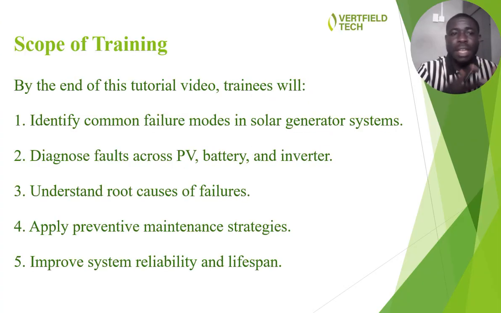By the end of this training video, you will be able to identify common failure modes in solar generator systems, diagnose faults across PV, battery, and inverter, and understand root causes of solar generator failures. Yes, you have to understand the root causes of solar generator failures. You will also learn how to apply preventive maintenance strategies and also improve system reliability and lifespan. These are the things we will expose you to.